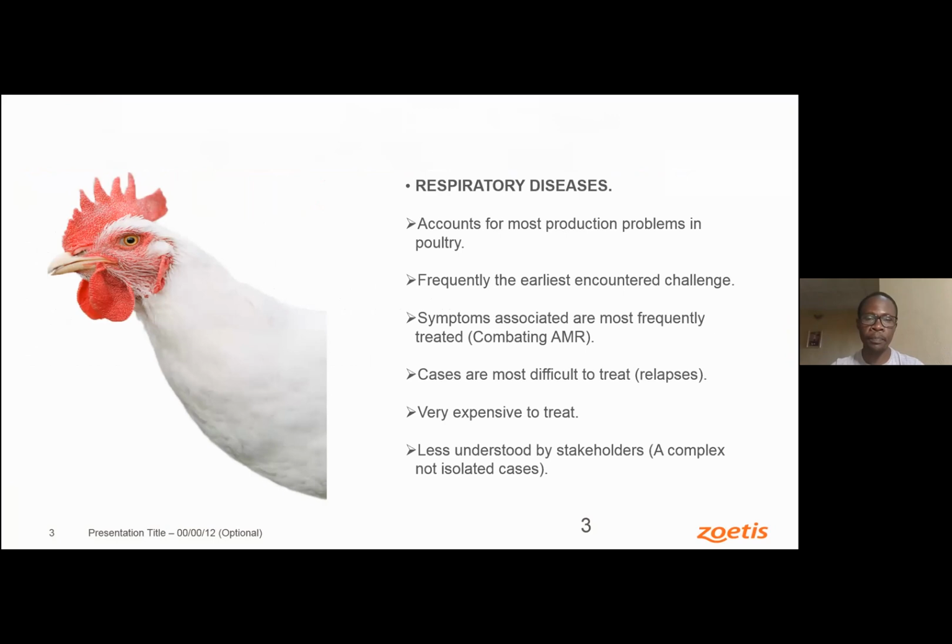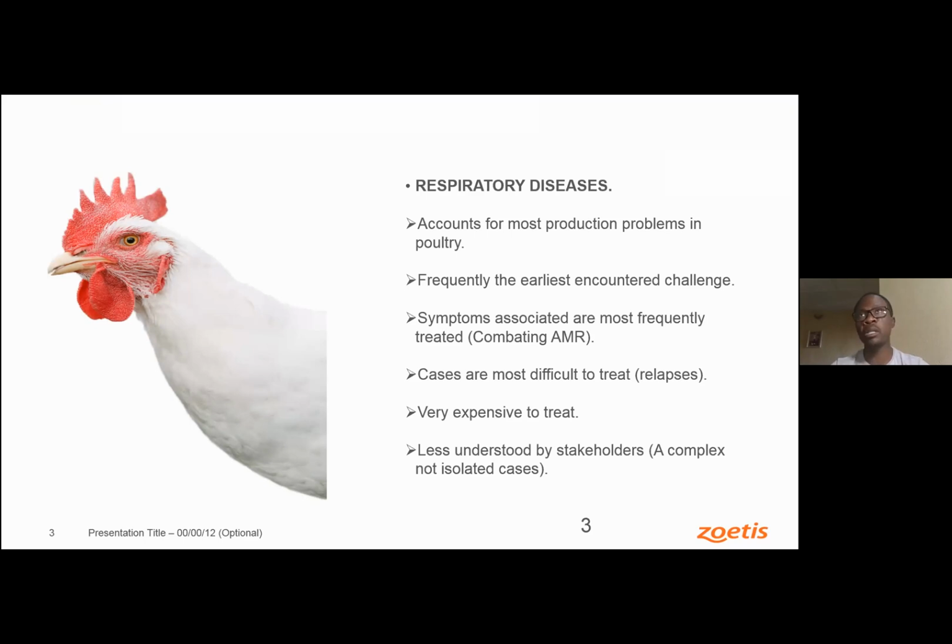I will be talking from the perspective of the experience of field veterinarians and farmers now. Respiratory infections account for most of the production problems encountered by farmers. And in most cases, it is one of the first challenges you have in production. Even before you have problems with anything that has to do with GIT, like coccidiosis or dysbacteriosis or whatever, most likely you are going to have problems with respiratory infections.